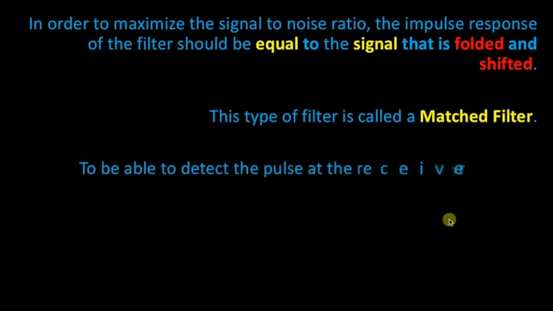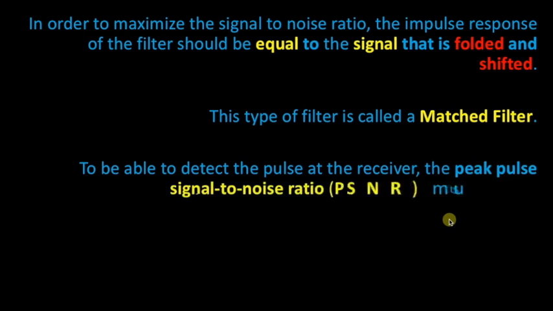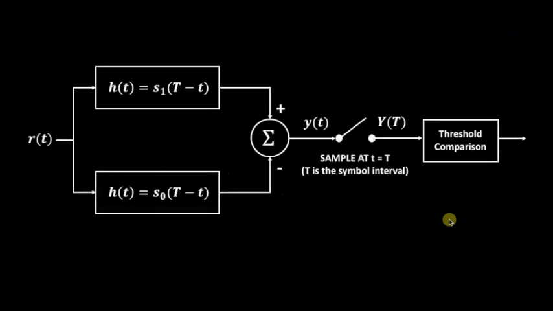To be able to detect the pulse at the receiver, the peak pulse signal-to-noise ratio, or PSNR, so we're just going to rename the SNR that we have previously used into a peak pulse signal-to-noise ratio, or PSNR, has to be maximized. So this is the configuration that you're going to follow if we are going to use a matched filter.